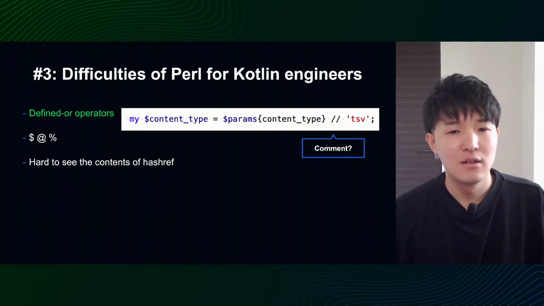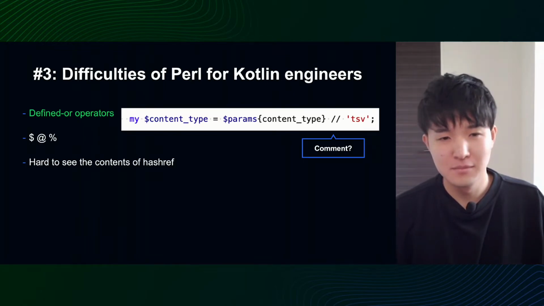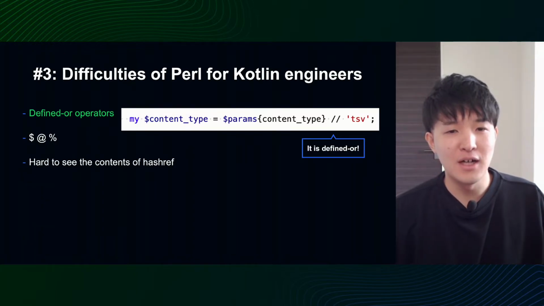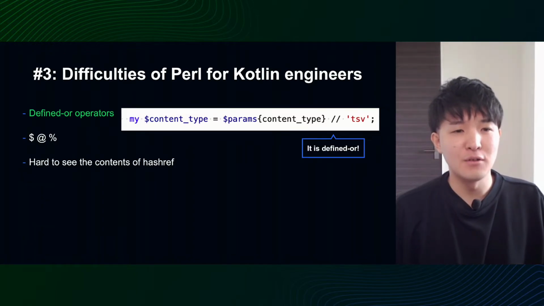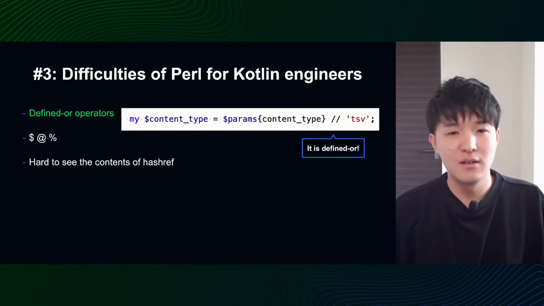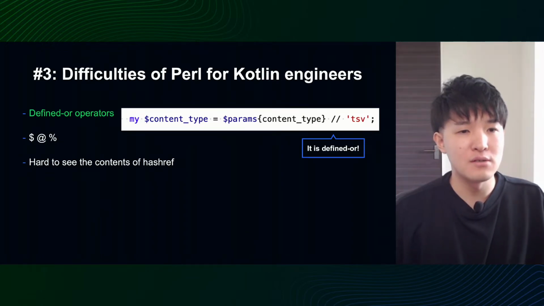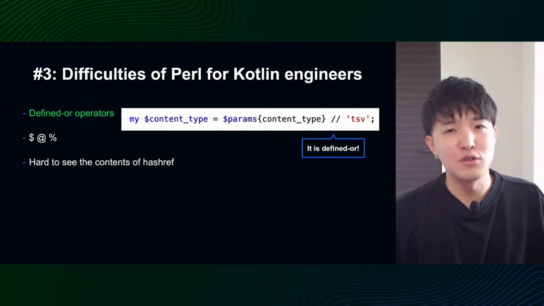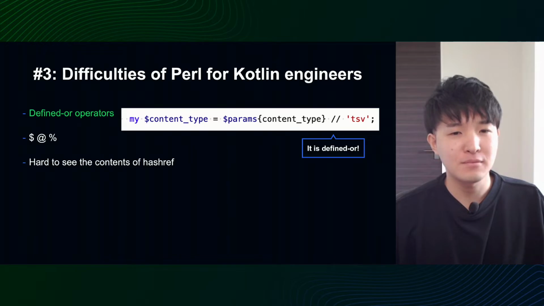The first one is the defined-or operator. Look at this code. You find a double slash. Do you think it's a comment? Well, it is not in Perl. It is the defined-or operator. What it means is that $params content type before the double slash is used when it is defined, and if not, TSV following it will be used. Kotlin engineers really scrambled over it. I was laughing.